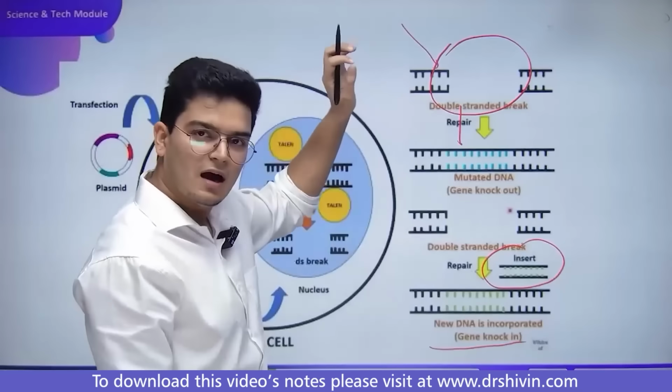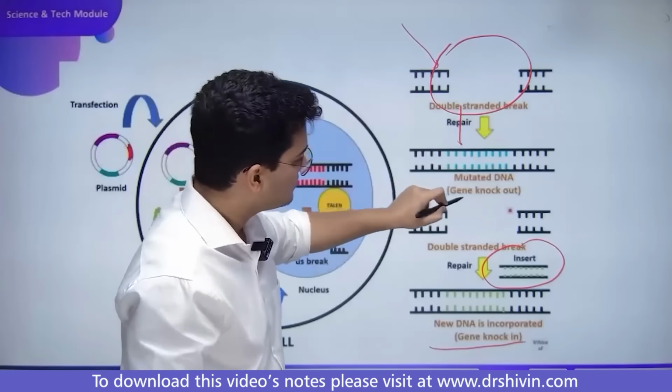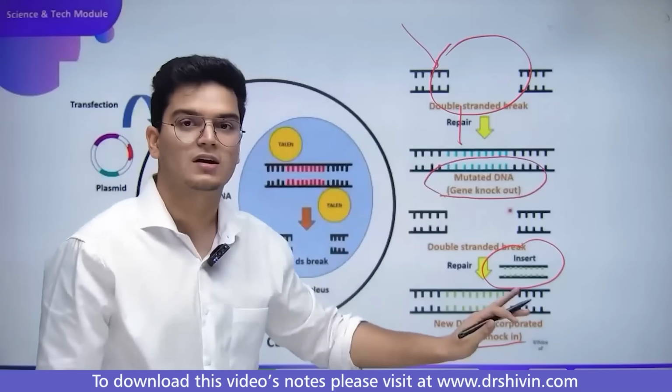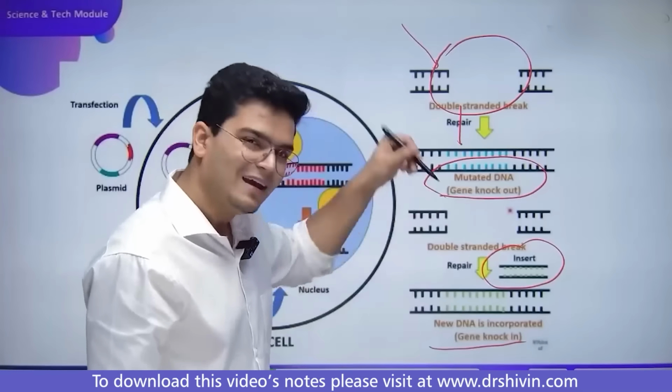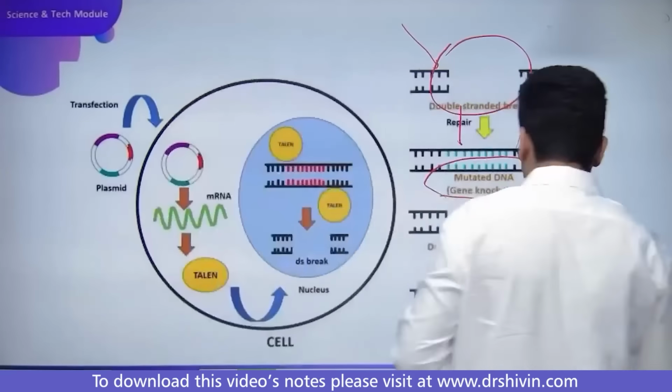In repair template or natural repair, I am just letting the original gene get knocked out. Here I am getting a foreign gene, so I am knocking in a gene. Right? I hope this is clear.